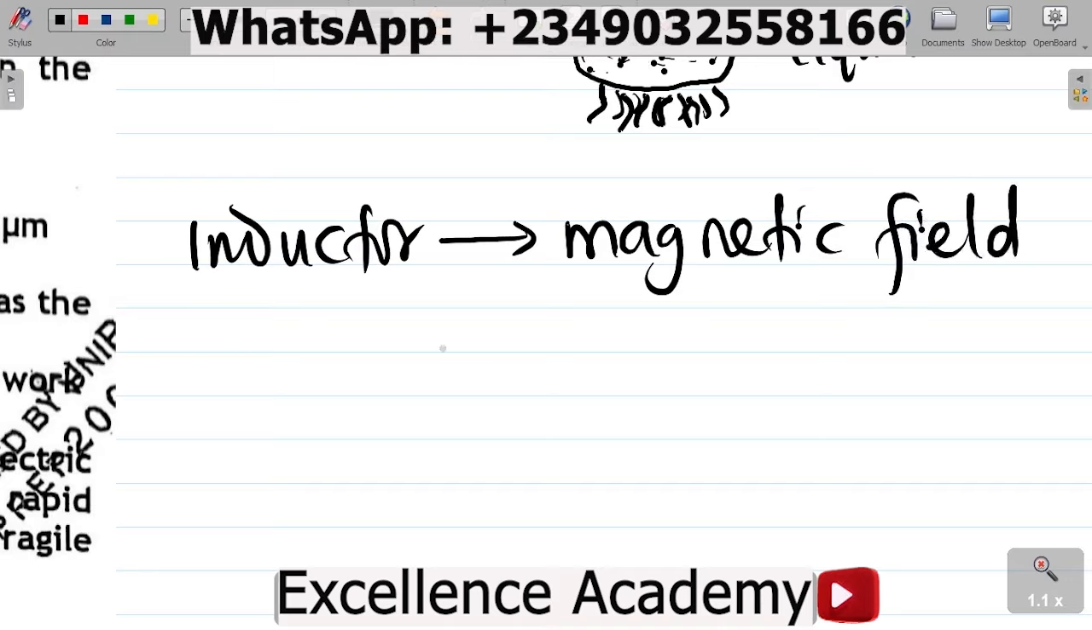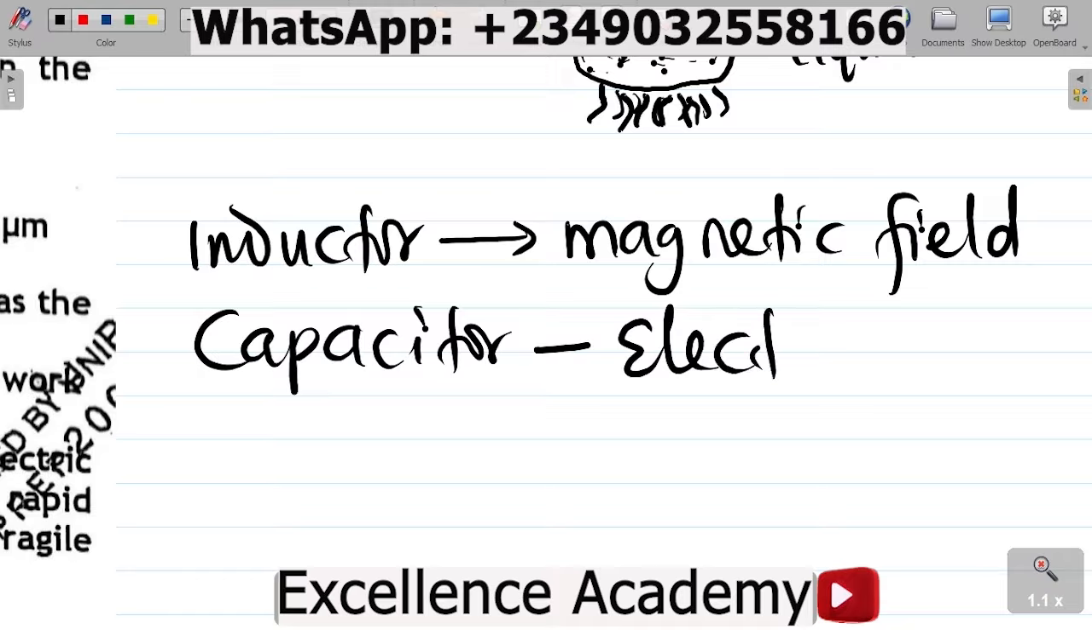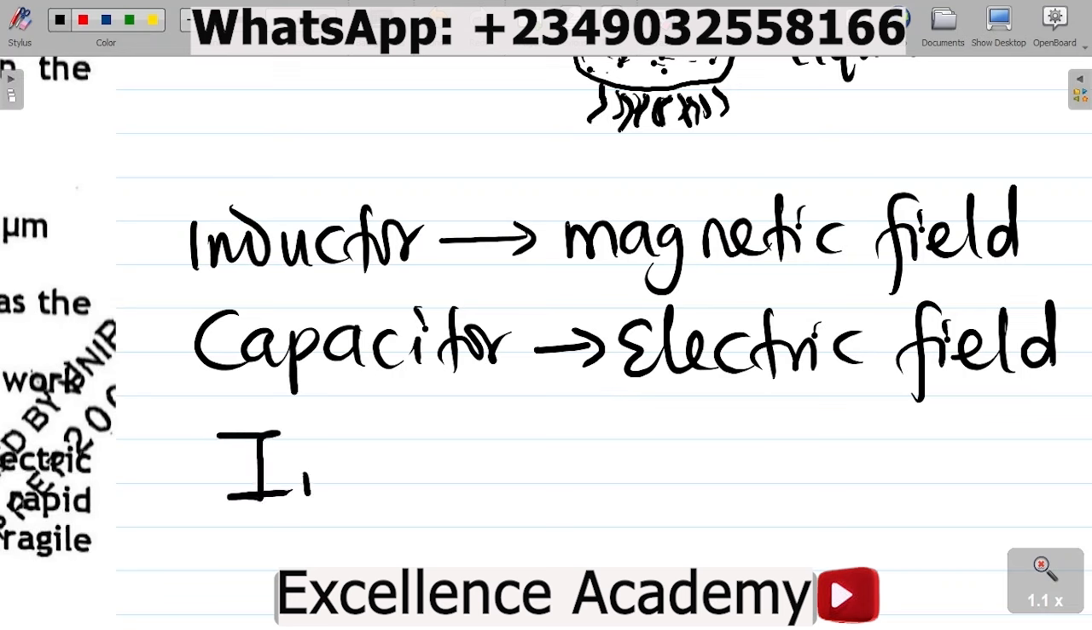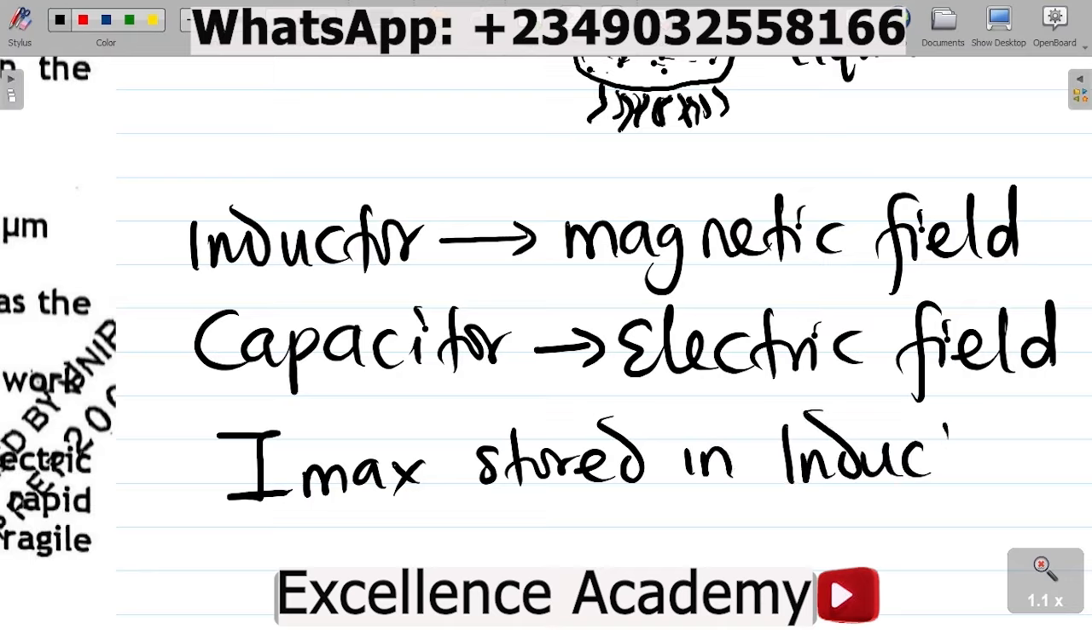And also, a capacitor stores energy in an electric field. So while an inductor stores energy in a magnetic field, a capacitor stores energy in an electric field. Now, when current is maximum, the energy is stored in the inductor. Please take note of this. Right? So when current is maximum, the energy is stored in the inductor.